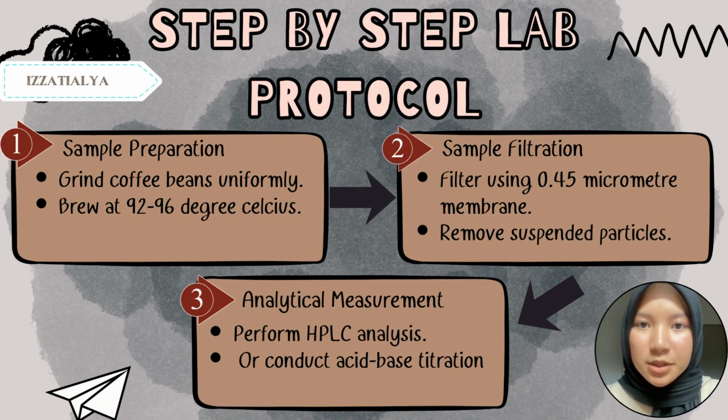Our laboratory procedure consists of three main steps. First, the coffee beans are ground uniformly and brewed using water at a controlled temperature between 92 and 96 degrees Celsius to ensure consistent extraction.